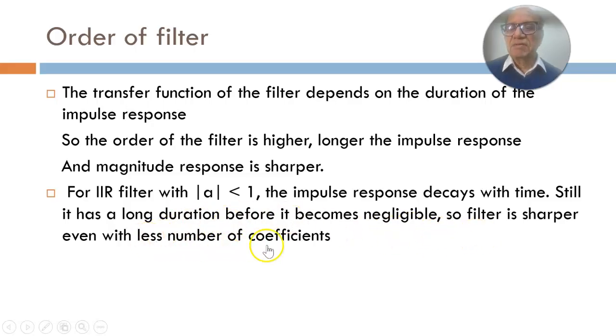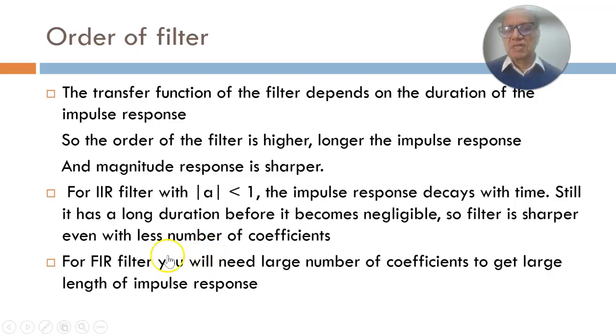So the filter is sharper even with a smaller number of coefficients, because the IIR has a very large number of samples even with few coefficients. But for the FIR filter, the impulse response directly depends on the number of coefficients. So it will require a very large number of coefficients in order to get a sharp filter. So as we said, for the FIR filter, you will need a large number of coefficients to get a large length of the impulse response. Alright. So these are the two significant points of the fact that the impulse response of the FIR filter differs from the impulse response of the IIR filter.